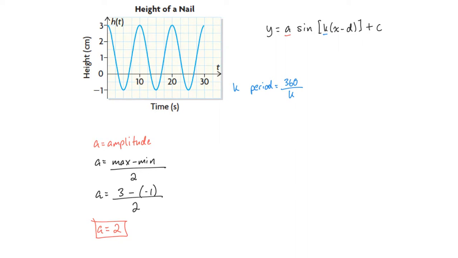So to find your period, you need to pick a point where you want your cycle to start. So I'm just picking this maximum point right here at 0 seconds. So at the maximum, if we go through one whole cycle and back at our maximum point, that would be at 10 seconds. So one cycle takes 10 seconds long, and that's our period.